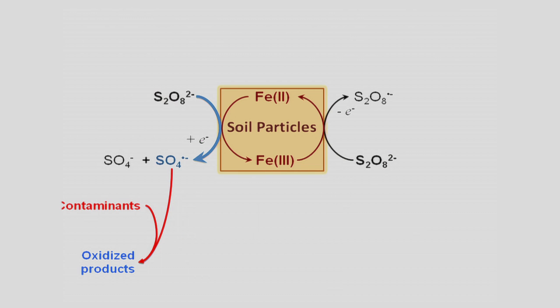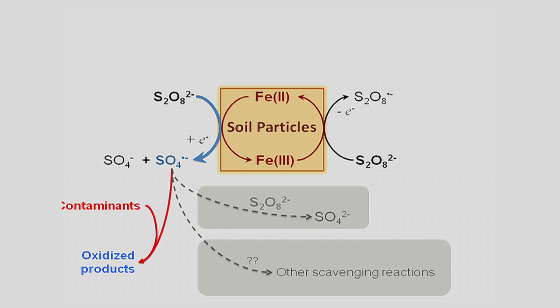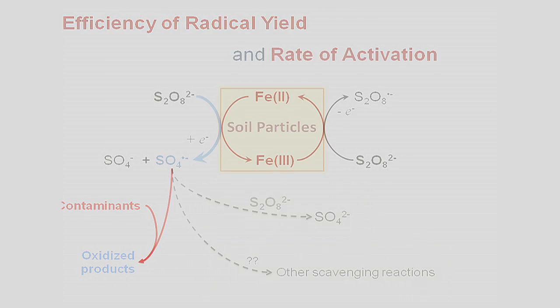And for sulfate radical generation through persulfate, there are also different scavenging effects, including the direct reaction of sulfate radical with persulfate, as well as other scavenging reactions to be quantified. So the main question in the activation of persulfate to sulfate radical is, how can we quantify the efficiency of sulfate radical generation? And what is the rate of activation? How fast is the oxidant generated?